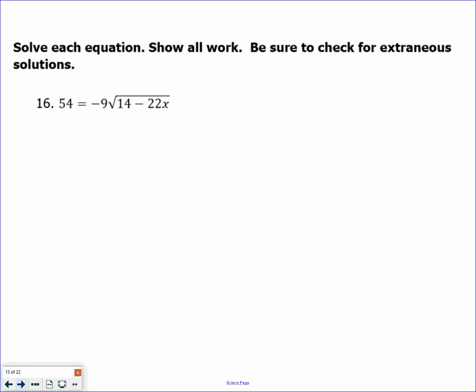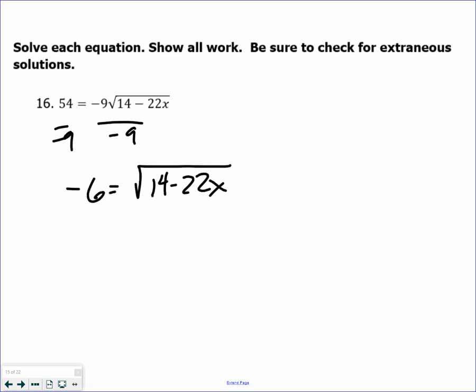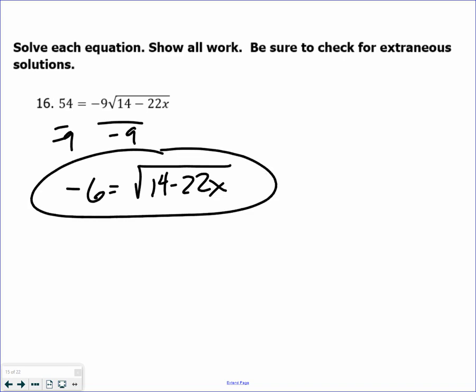More solving. So divide by -9. Again, this is a no-no. You can't have a square root equaling a negative. So the answer to this is no solution. So when you go to square both sides, if the side you are squaring is negative, that is a no solution.